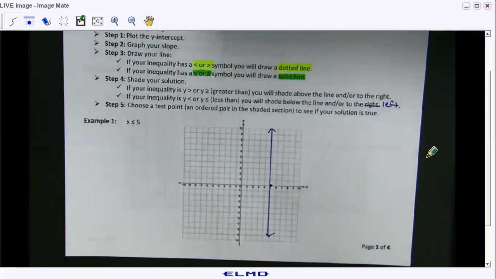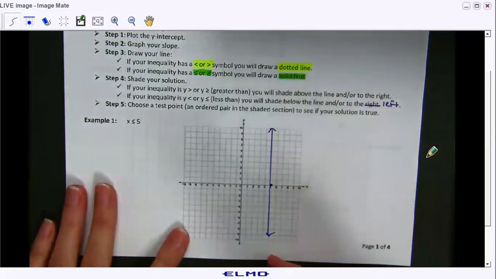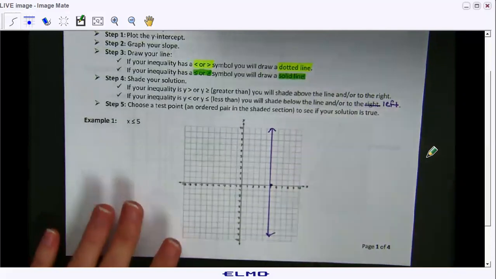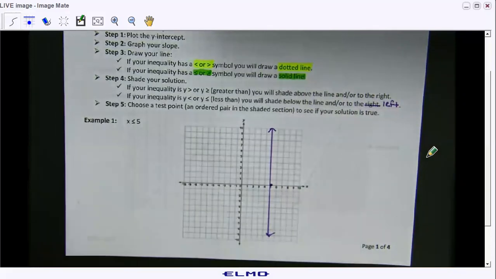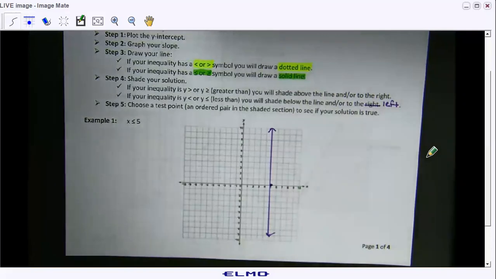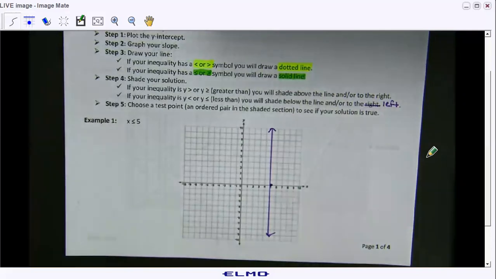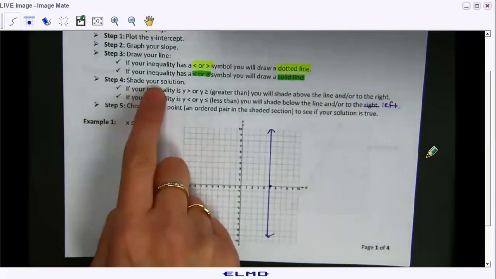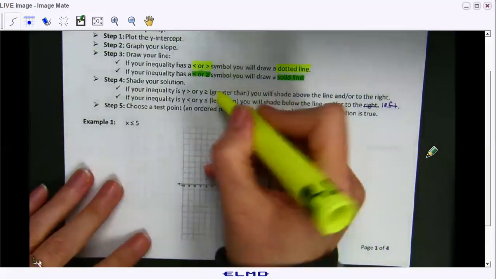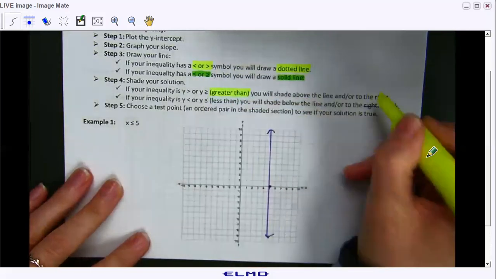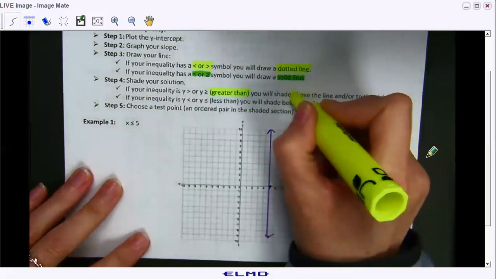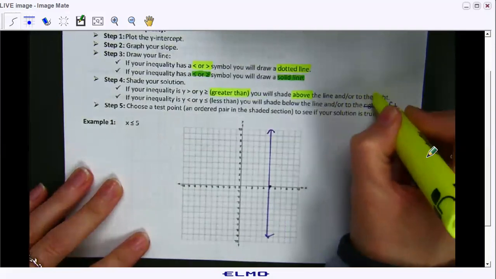But we're not done because the inequality tells us that x can be anything less than 5. It can be 5 or less. The solid line tells us that it can be 5. And now we have to shade our graph to tell us all of the possible solutions to this inequality. So step 4, shade your solution. If y is greater than, then you will shade above the line or to the right of the line.